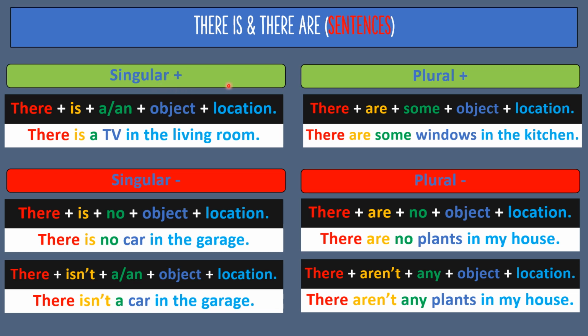For singular and plural positive sentences, check that the difference is the verb to be, here is, and here are. And also, because this is singular, we use a or an. And here, because this is plural, we need to use some. Remember that some and any are similar. The difference is that we use some for positive plural sentences, and we use any for negative plural sentences. And also we use any for questions when they are plural.